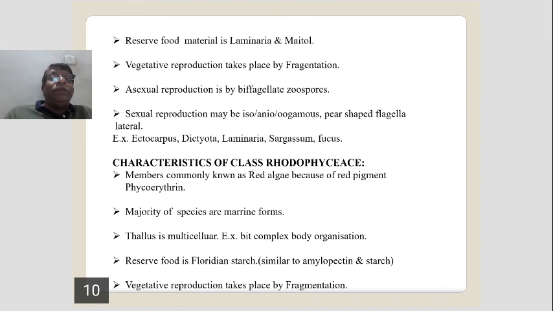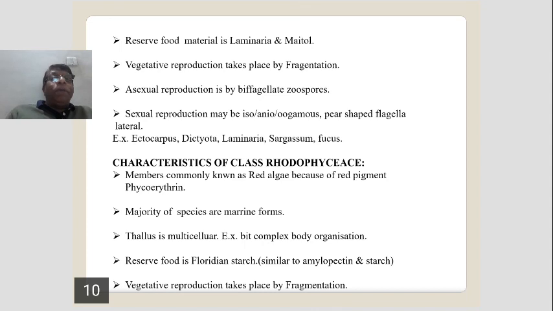Okay, next, asexual reproduction takes place by flagellate zoospores. Next, the sexual reproduction is common. It is isogamous, anisogamous, or oogamous type of sexual reproduction.